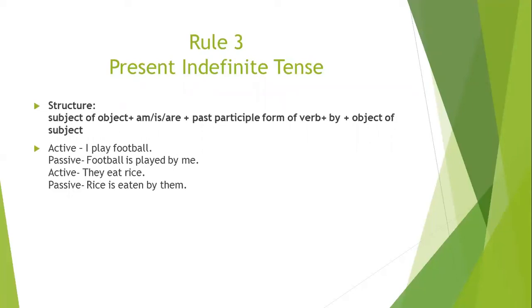Cadets, let's see the examples very attentively. See the first example. I play football. This one is the active voice. Here you see the subject I, the verb play, and the object is football. Now, if you change it into passive form, it will be football is played by me. So, for present indefinite tense, you have to use is for the be verb here.